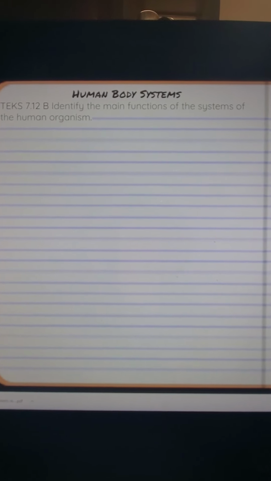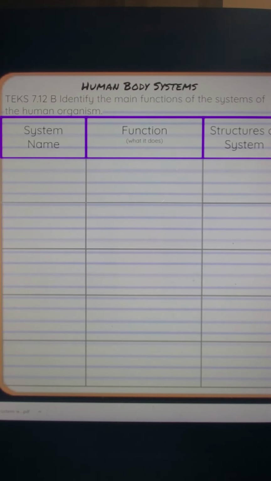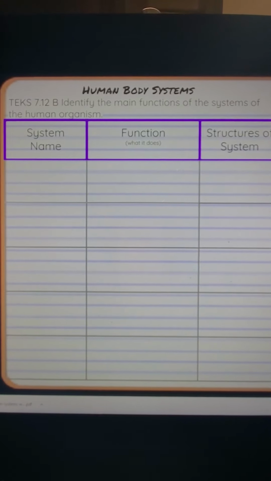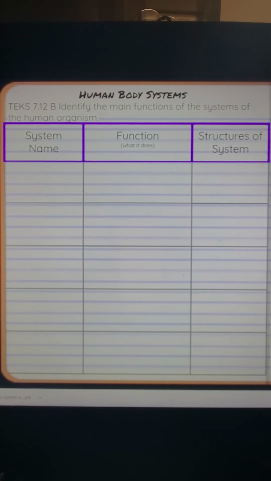The first thing we have to look at is the TEKS that the state of Texas says it wants you to learn. And it says the TEKS 7.12b: identify the main functions of the systems of the human organism. And as I said, we're going to be covering 10, and we're going to try to keep our notes organized by creating this kind of table structure in your notes.